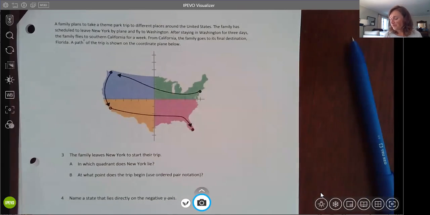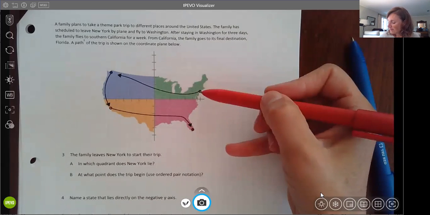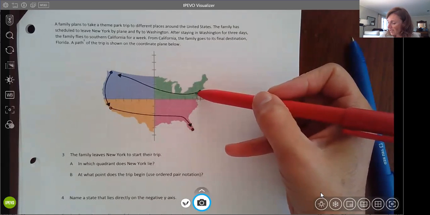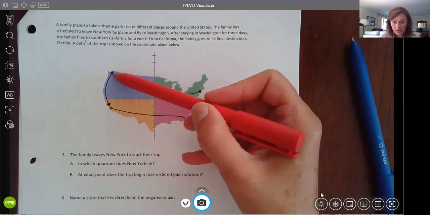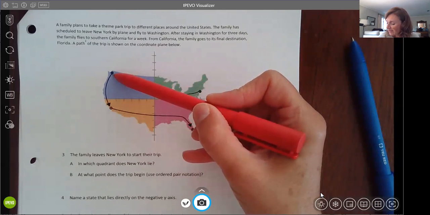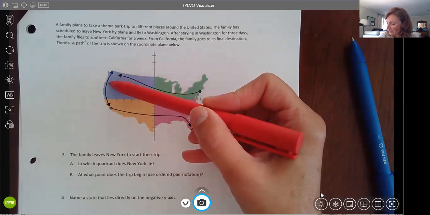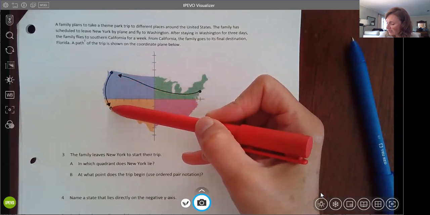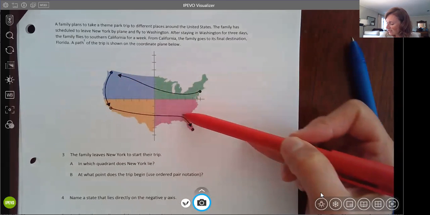All right, so a family plans to take a theme park trip to different places in the US. This is before COVID. The family is scheduled to leave New York by plane and fly to Washington, so here's where New York is, but y'all knew that. They're going to fly to Washington State, which is up here, stay for 3 days, and then fly to Southern California, so down here, California. And then from California, they want to go to their final destination down in Florida.